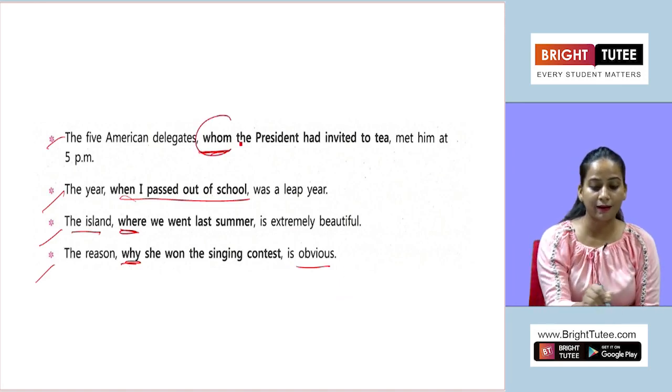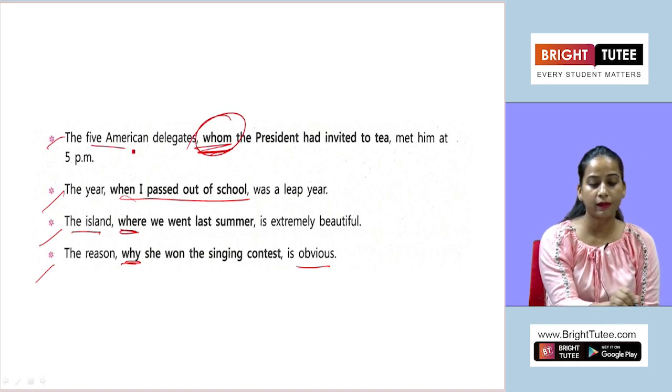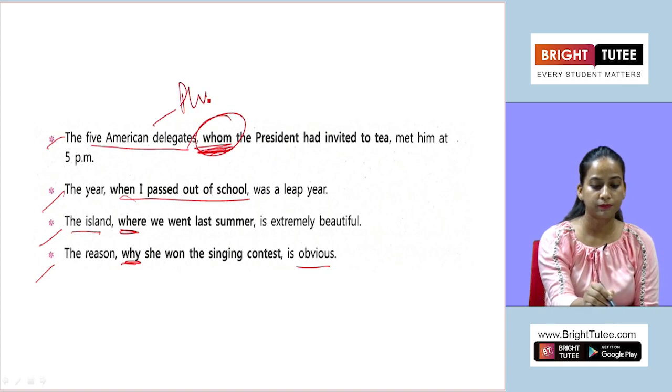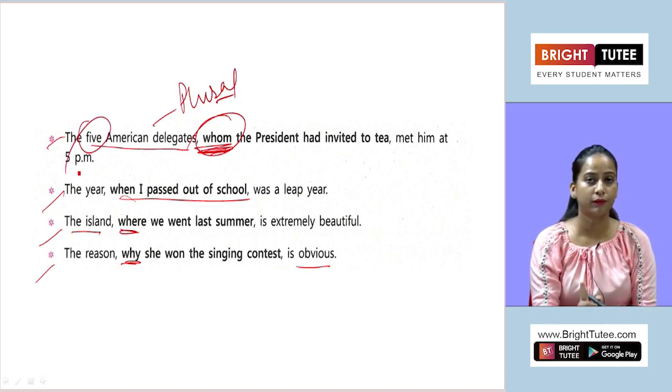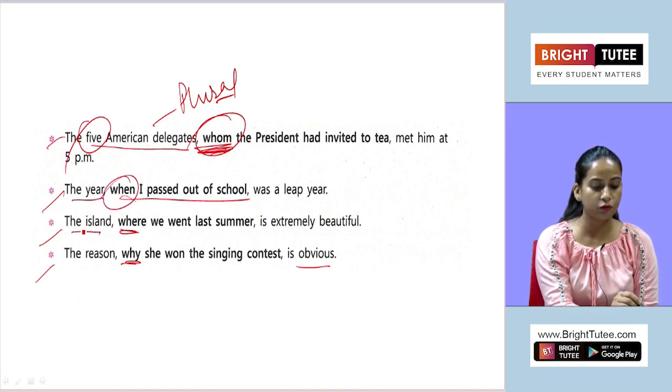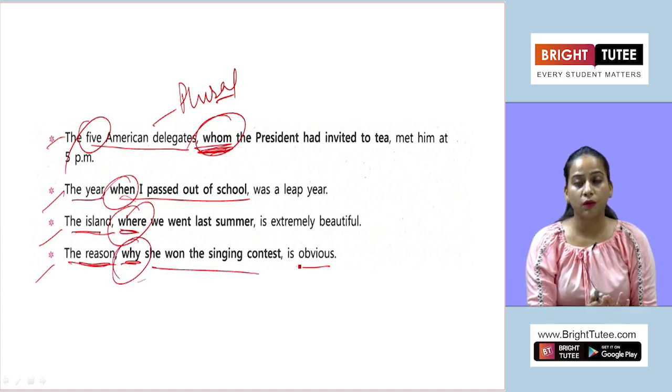Here also, these highlighted words: whom, the 5 American delegates, whom, because it is plural, because 5 is written. If it would be singular, then who can be used here. The year, when; island, where; the reason, why. So, all these are going to be the adjective clause, which is giving you the idea. If you have to identify them, these are the few words that can be found while you are looking for these clauses. Now, we are moving to the next part of this exercise.